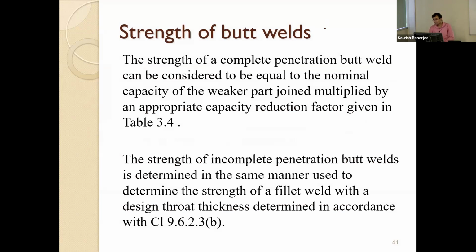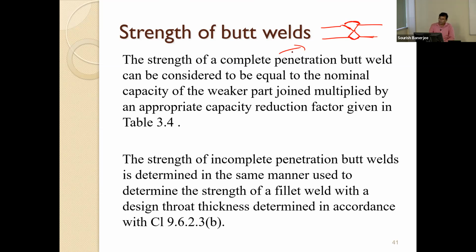Now what is a butt weld? If you look at a double V butt weld, suppose you want to connect these two plates by welding. A double V butt joint will look like this. This is called a double V butt joint. You have a double V because if the thickness is more, we usually go for the double V type butt weld.